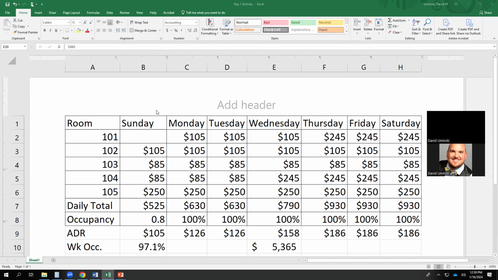Excellent. Good job. So now this is what I thought was the most perfect situation. Apparently it wasn't because you got higher than me. But this is essentially $5,365 if we were to take the right guest on the right day for the right price.